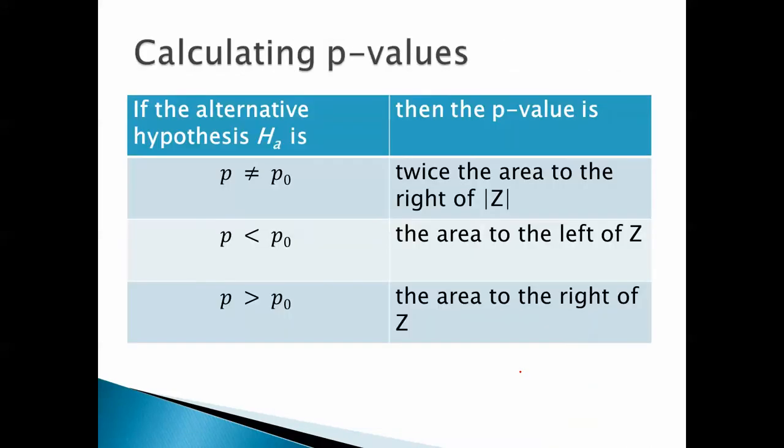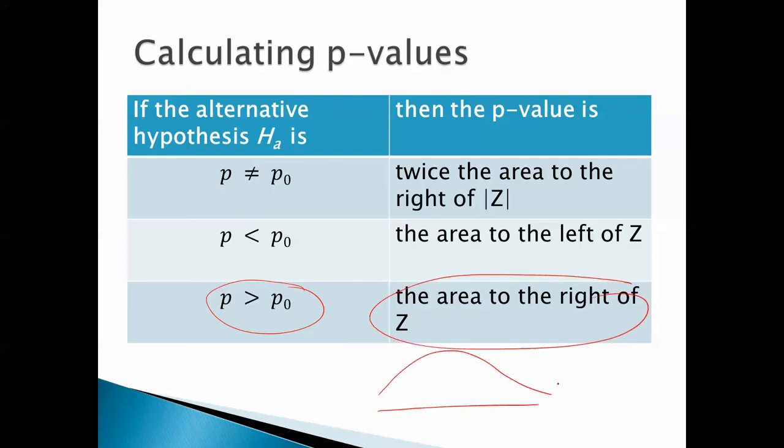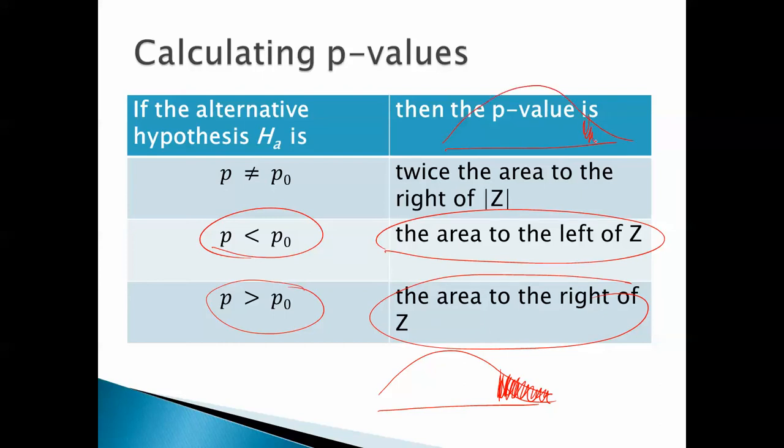If the alternative hypothesis H sub A, again, this is the situation we had here, P is greater than P sub 0, then the p-value is going to be the area to the right of Z. Because this is the situation we have. So the probability to get a result that extreme or even more extreme, that's the area to the right of Z. If your alternative hypothesis P is less than P sub 0, the p-value is the area to the left of Z. And if your alternative hypothesis P does not equal P sub 0, it's twice the area to the right of the absolute value of Z, because that's the probability to get a result that extreme or even more extreme.